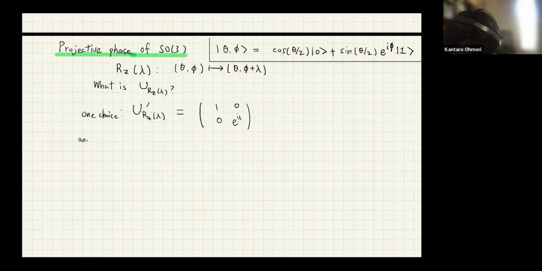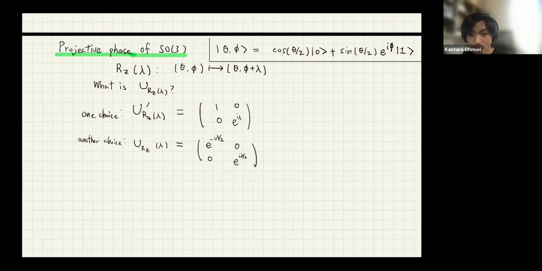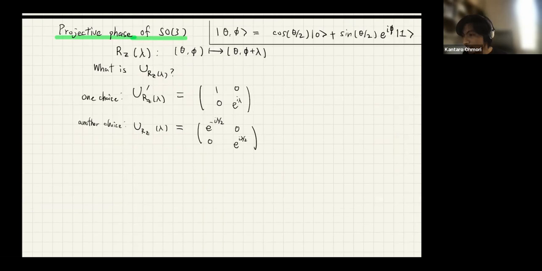is, so as I said, there's a phase ambiguity because the overall phase doesn't change the physical state. So another choice, which I call U, is this. Okay, D lambda over 2. And okay, so there are two choices. Well, of course, there are other choices, but I'll focus on these two choices. Okay. And the second choice has pros and cons against the first one.